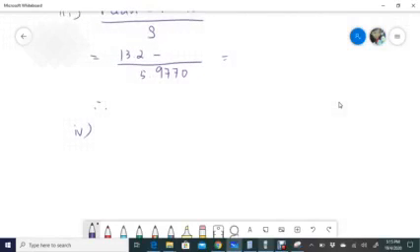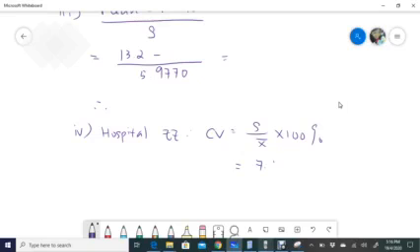Okay, they want to know which hospital is more consistent, right? So hospital ZZ. You get your CV, S over mean times 100. So what's your value? You have 7.95 divided by 15.3. Okay, so you have 51.96.